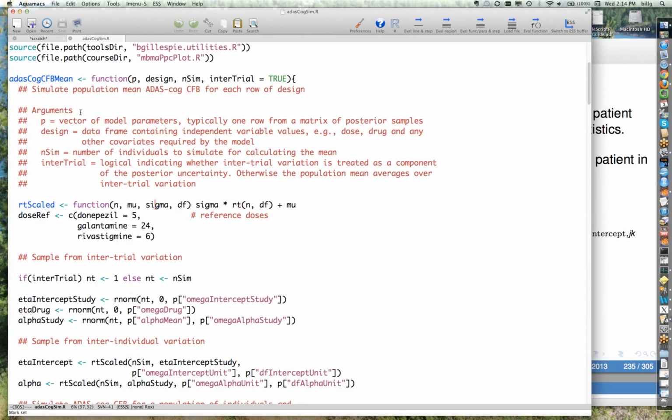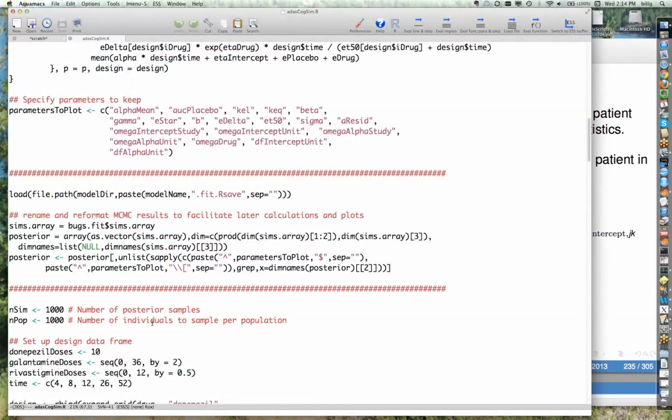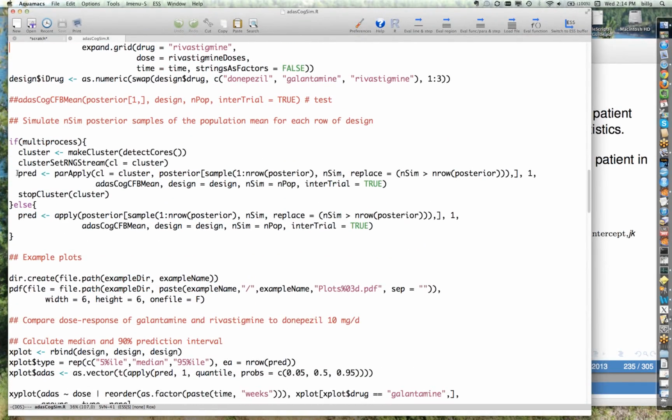So, and I'll come back to that in a second. So I write that to do that, and then further down in here at some point, here we go. We then go ahead and basically loop over all the rows in our posterior matrix. So we're basically looping over all of our posterior samples to construct a posterior distribution for our population mean. So that's the basic gist.